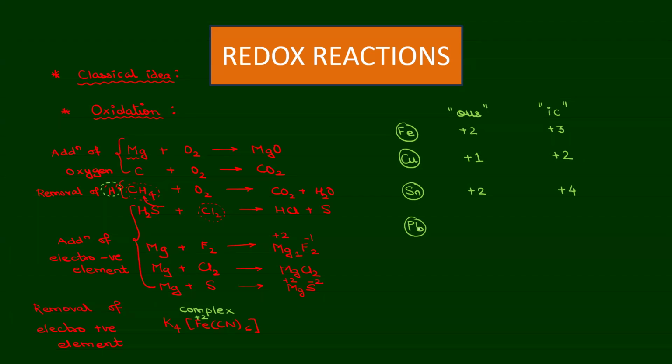+2 and +4. Yeah, because lead comes under the tin family only. So जैसे tin का 2 and 4 है, even lead is 2 and 4, which are called plumbous and plumbic. Lead has the symbol Pb and they are referred to as plumbous and plumbic.